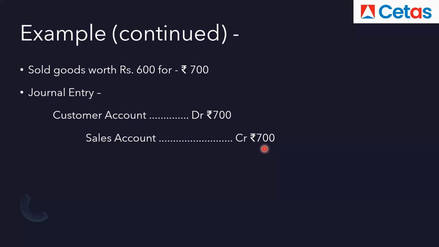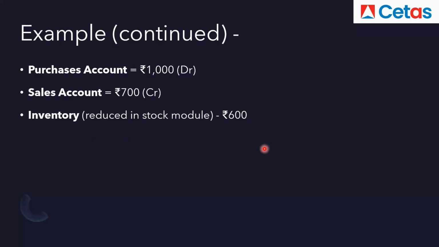So after the sale, your purchases account is debited by ₹1,000 and your sales account is credited by ₹700. Your inventory in the stock module is reduced by quantity, but it is not reflected in the GL for ₹600. This means your PL is currently wrong. It shows a full ₹1,000 expense, but only ₹700 revenue.